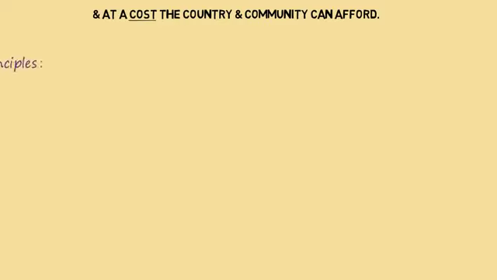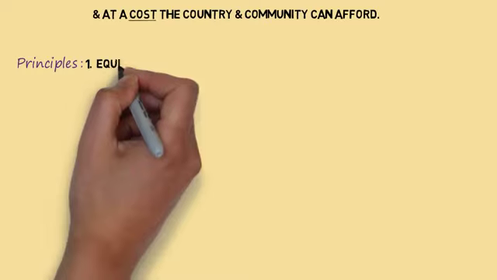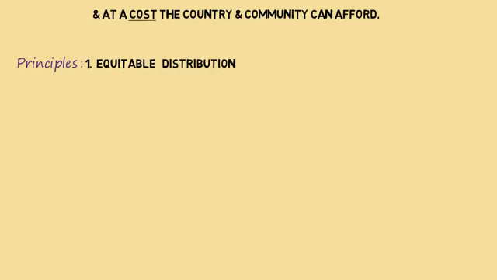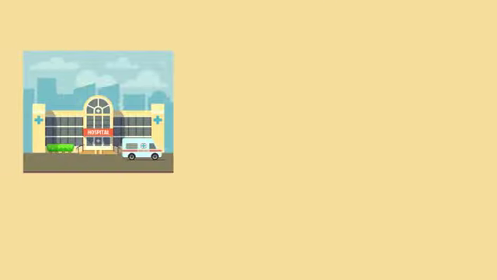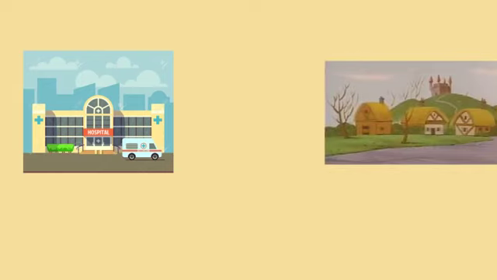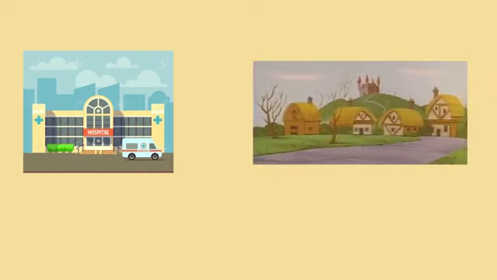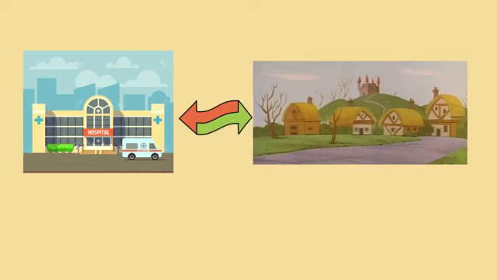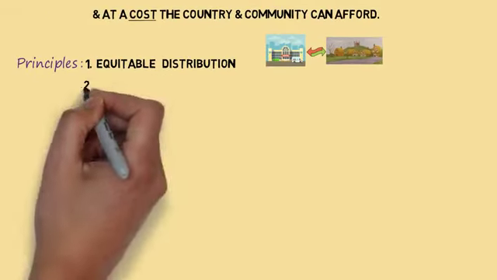Next, we come to the principles of primary healthcare. Number 1 is equitable distribution. The majority of the healthcare services in India are concentrated in the towns and cities, whereas the rural areas which need healthcare services more hardly have any. Primary healthcare aims to redress this imbalance by focusing on the rural areas and bringing these services as close to the people's home as possible.